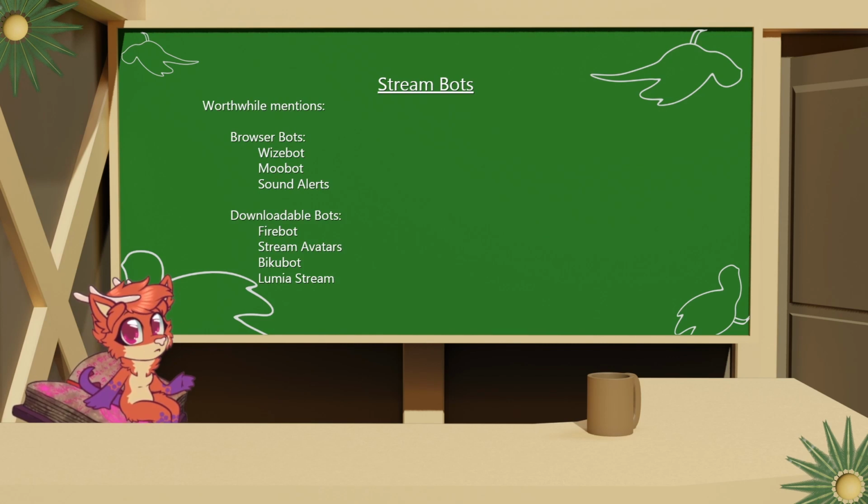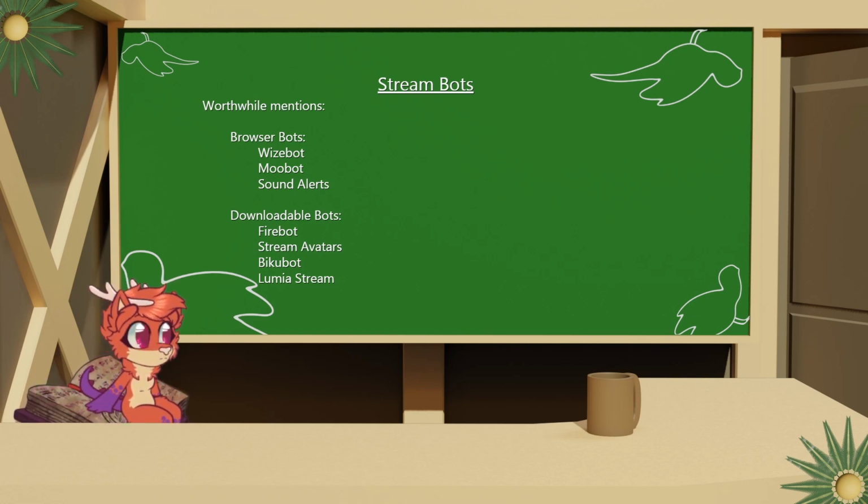Now, some other worthwhile mentions are Wisebot. I haven't used it. It's apparently like Nightbot. Moobot. I haven't used it. It's apparently like Nightbot. Sound Alerts, which lets people throw sounds at you. You can have a gunshot sound, which scares you when you're trying to play a game or do art, like I have for some reason. Firebot, which is apparently good. I haven't used it. Stream Avatars, which lets you have little creatures and people across your screen.